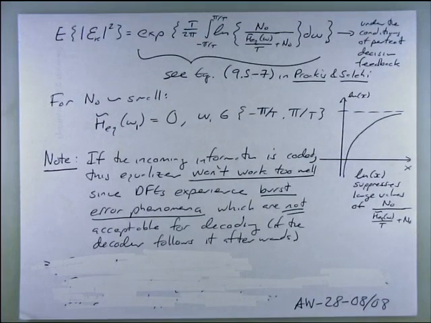And again, the thing about his book is he goes into the gory details, down to every last Greek letter. Okay? So one thing I want to note before we conclude this lecture is that for information that's coded, equalization won't work too well, because the DFE experiences bursty error phenomena, which are not acceptable for decoding. The decoder deals with random events, like a bunch of distortion that happens at this moment. That's where your coding techniques come in.